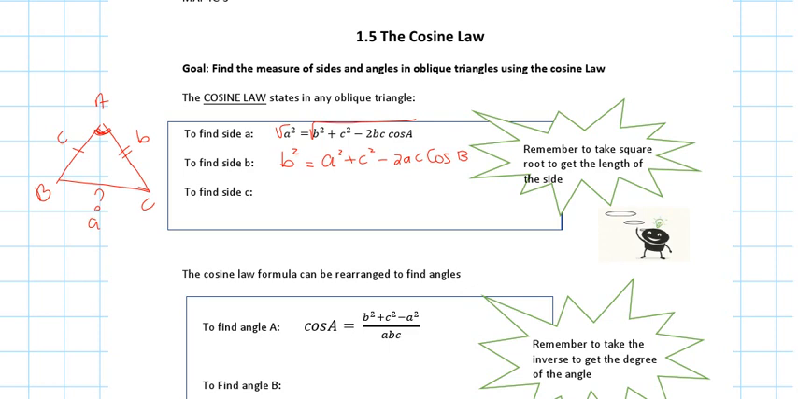If you're looking for side C, your formula is going to be C squared equals A squared plus B squared minus 2AB cosine angle C.